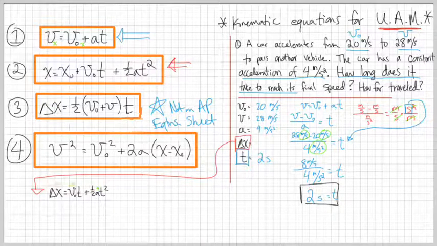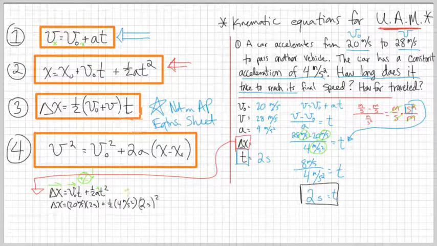And now say we asked how far did it travel in that time. Okay, you found out how long it was accelerating for. How far did it travel, the car? So I'll pick equation number 2 to look at this one. I subtract x naught from both sides and I get that x final minus x initial, so that's delta x, equals v naught t plus 1/2 at squared.